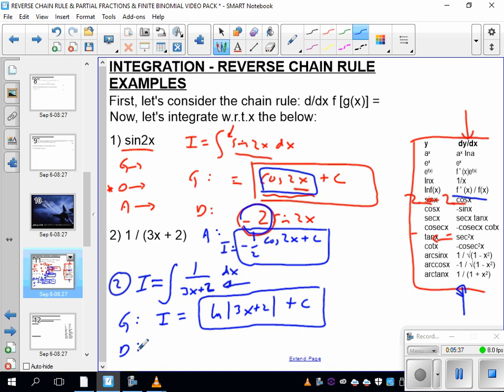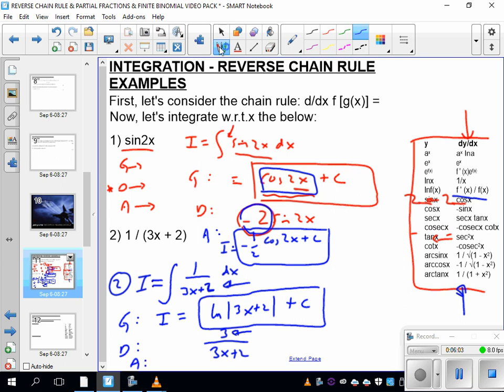So if I differentiate this, ln of 3x plus 2, so that's ln of f of x, so that's f of x on the bottom, f dash of x on the top, that's 3. So I've got 3 too many on the top, right? I need 1, but actually I've got 3. So what do I need to do? I need to adjust. I need to divide my answer by 3, okay?